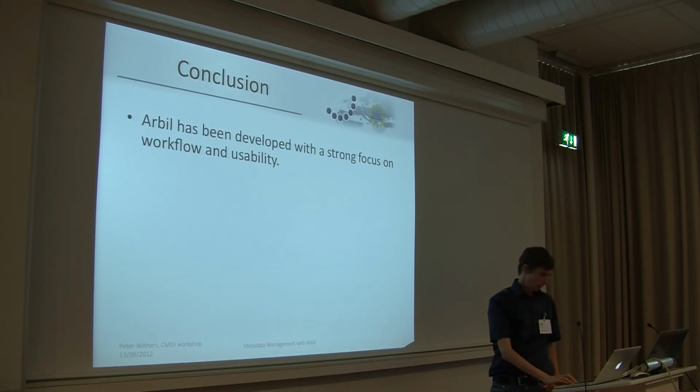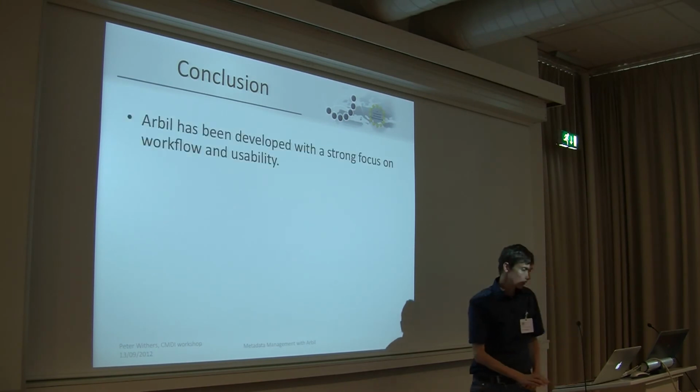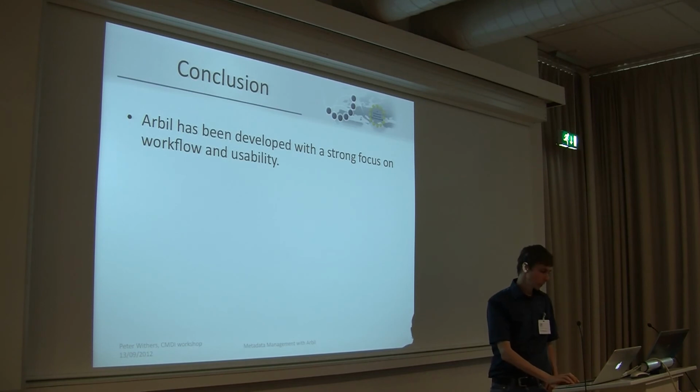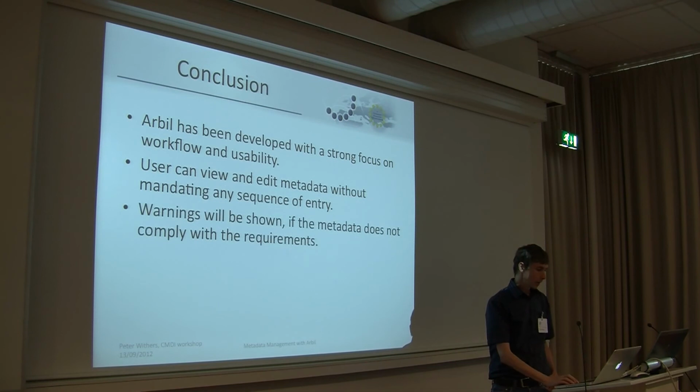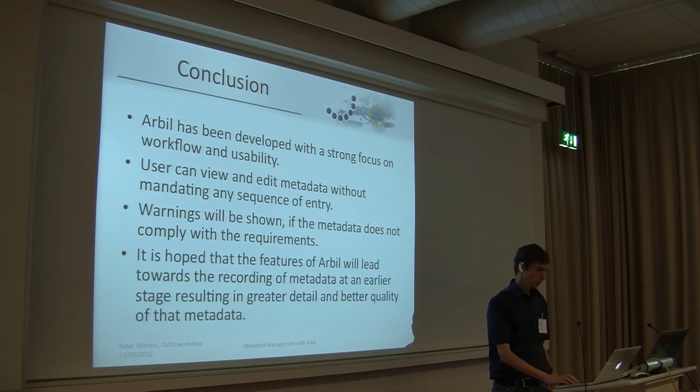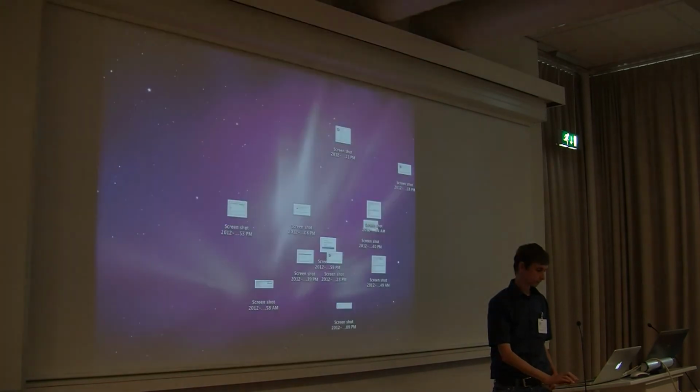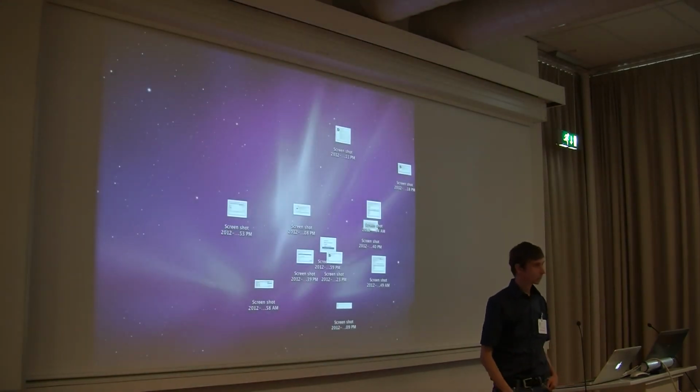So, in conclusion, Arbil is being developed with a strong focus on usability and workflow. The user can edit the metadata at any stage without being required to enter specific data before you move on to other sections. If you do need to move on to other sections without entering all of the data, you will be given warnings, so you know that there are things that are missing, but you're not prevented from working. And it's hoped that this will lead to people entering the metadata at an earlier stage, allowing greater quality of that metadata. That's all. Thank you.